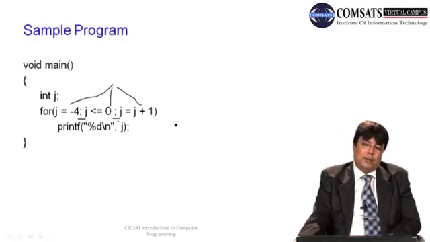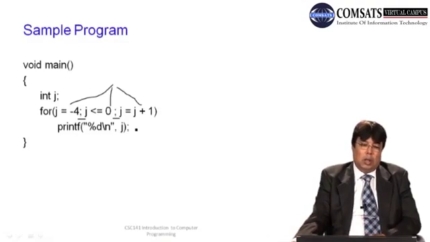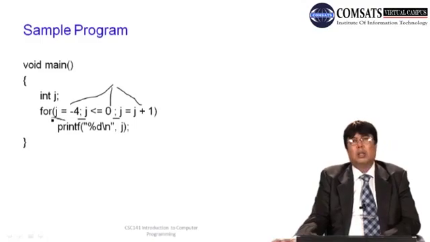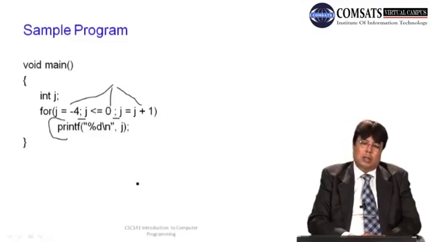Next is the body of the loop. Printf, you will print the value of j. So it will print -4, -3, -2, -1, 0, that will be the output. For loop की curly brackets कहाँ गई यहाँ से? Not required. If we are using just one single statement, then we are not required to enclose the single statement in curly brackets. We can very simply just put a single statement.